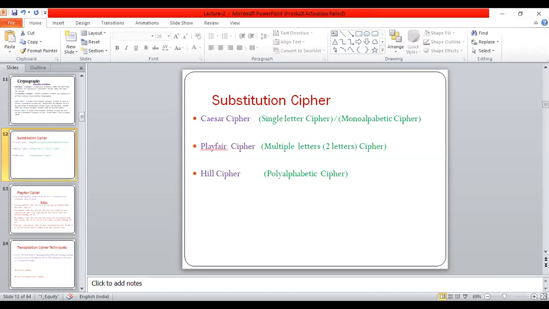Okay, so as you can see on the screen, we were talking about the substitution ciphers like Caesar cipher, Playfair cipher, and Hill cipher, and these are the substitution ciphers. And why do we say substitution cipher? Because we substitute the letters.